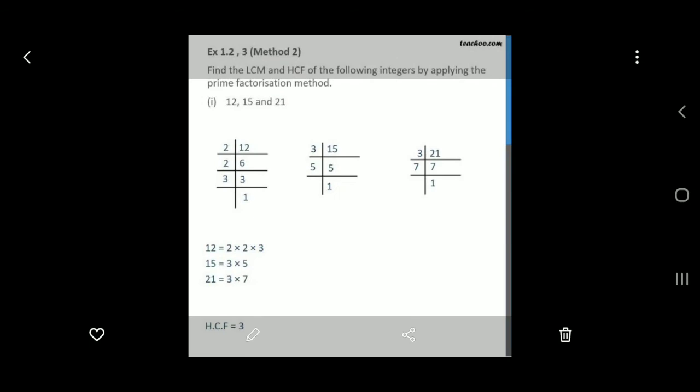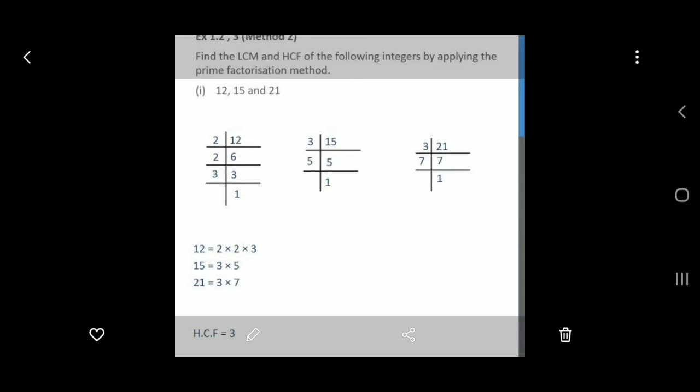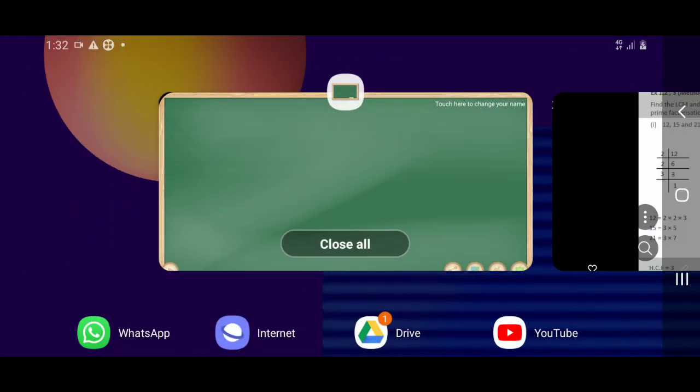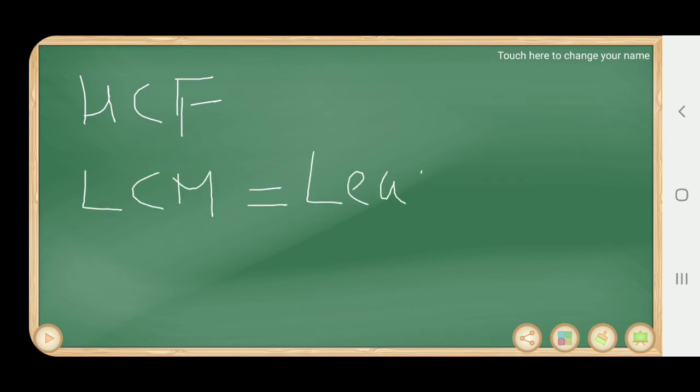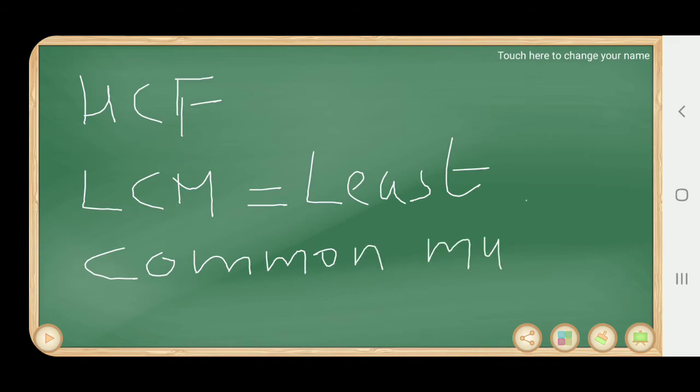Similarly here 3 numbers are there, but a new word you can see, LCM. HCF I have told you already. What is HCF? Highest common factor. Similarly LCM, least common multiple. Now the new term you can see is least common multiple.